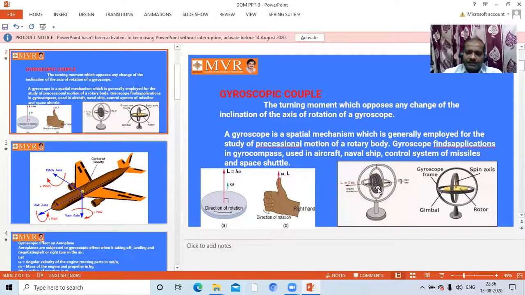So keeping that in mind, we have to derive an equation for the gyroscope couple for a ship, for an aeroplane, and for a two-wheeler or four-wheeler. In the previous class, I discussed the gyroscope couple for a ship, how it is derived, and on what factors it depends. On similar grounds, we are going to derive this gyroscope couple for aeroplane also. Before deriving, let us learn the fundamentals of this aeroplane.